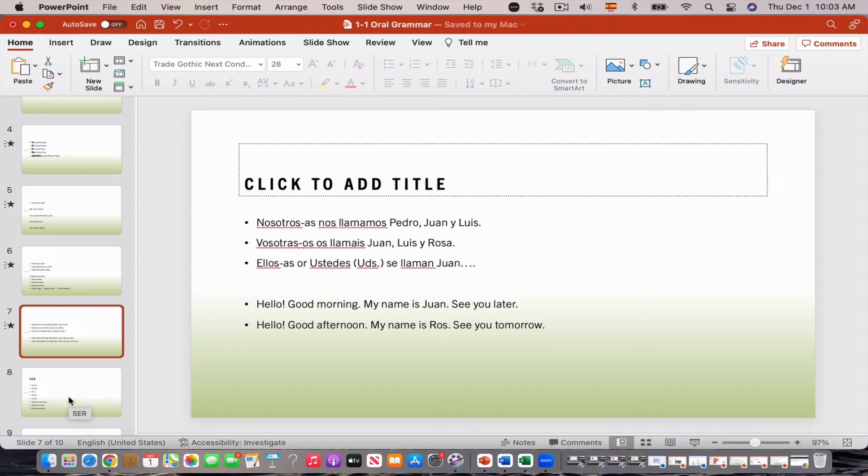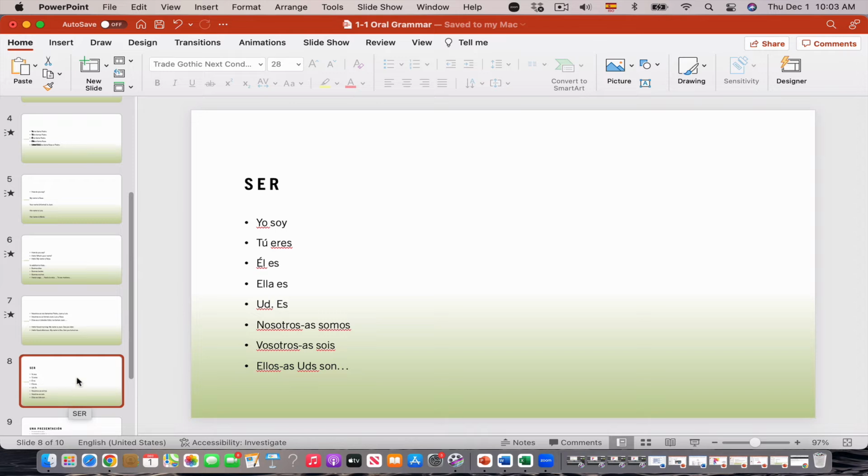See you tomorrow. Te veo mañana. Okay? Now, we have also the verb to be, which is the first verb that we're going to see this semester. And the verb to be is used a lot in Spanish, and it means ser in this case. We have two verbs for the verb to be. One is ser, and the other one is estar. So we're going to begin with ser.